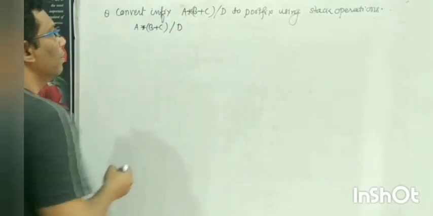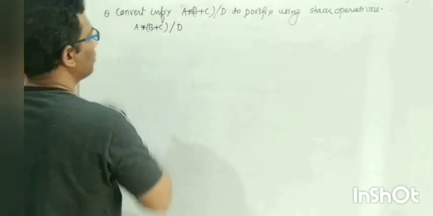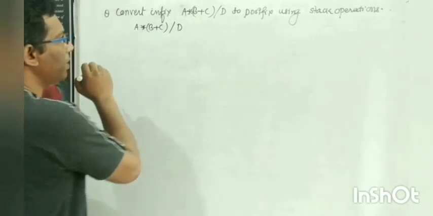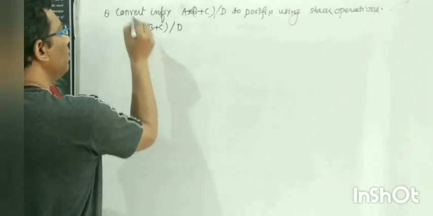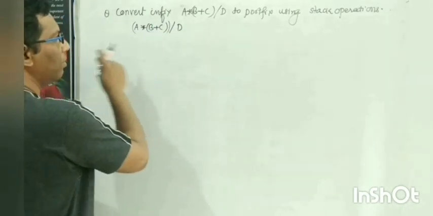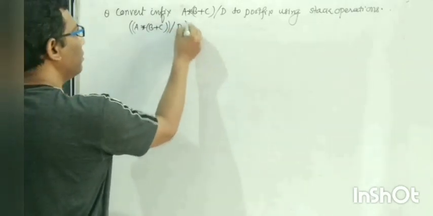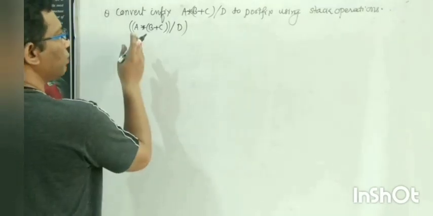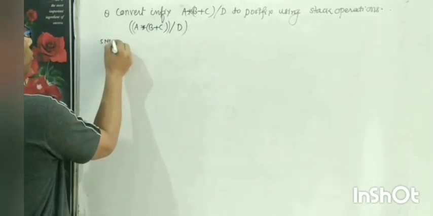In this expression, plus will be operated first because it is within the bracket. Next, the operator multiplication will be processed, and as it is left to the division, we will put a bracket here. At the last, the operator division will be processed, so we have to apply a bracket here. Now we will start the process for conversion of this expression to the postfix expression.